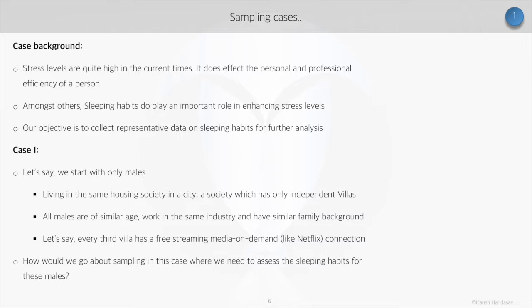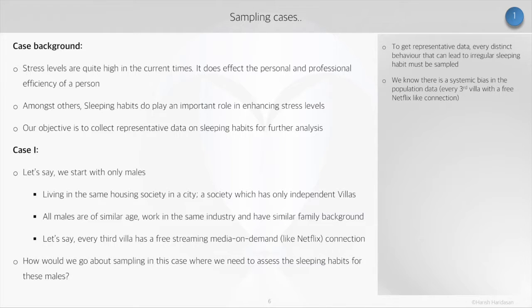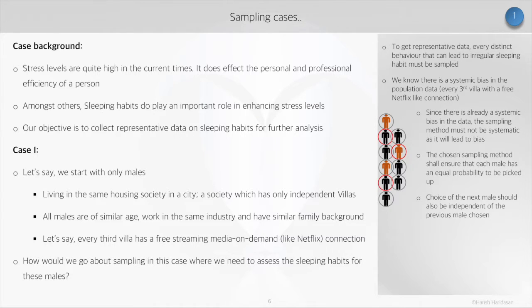Now, these are the facts in front of us. To get representative data, it's important to sample every unique behavior in the group that can lead to irregular sleeping habit. Now, in this case, we know there is a systematic bias in the population data. That is, every third villa has a streaming media on demand connection. Since there is already a systematic bias in the data, the sampling method must not be systematic, as then it will lead to bias.